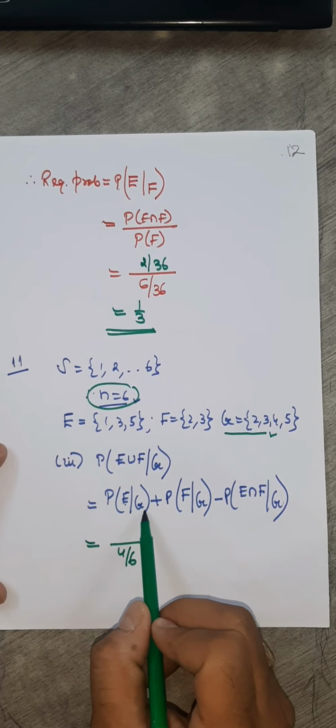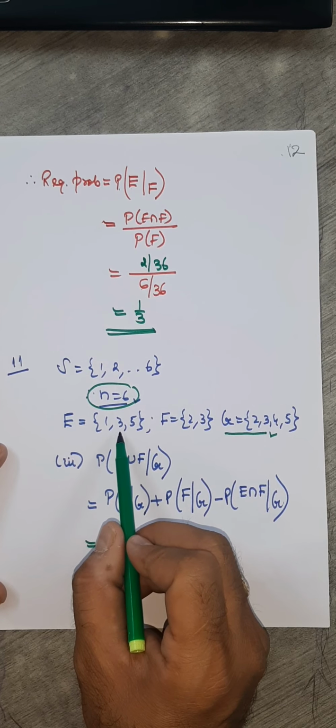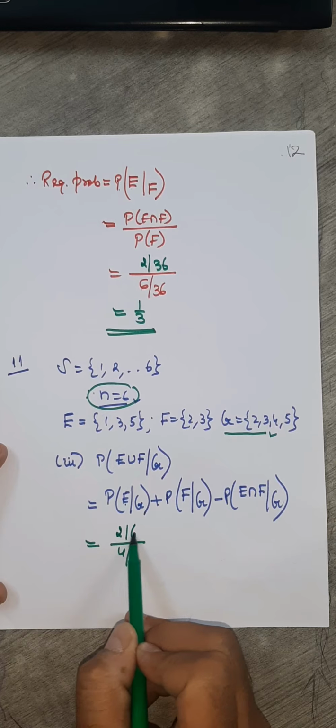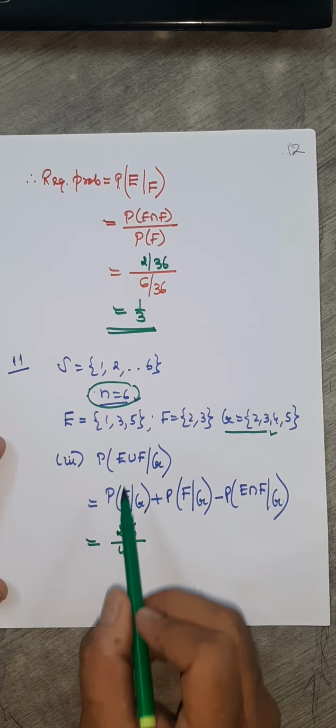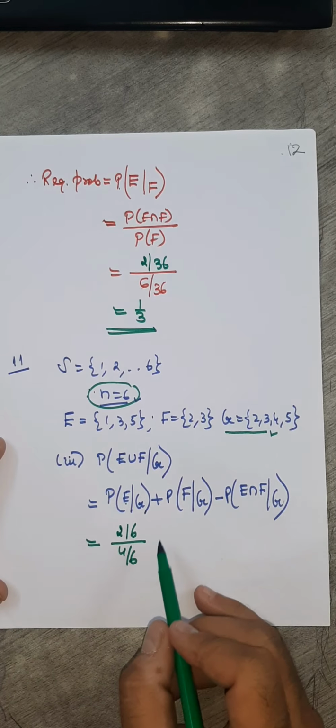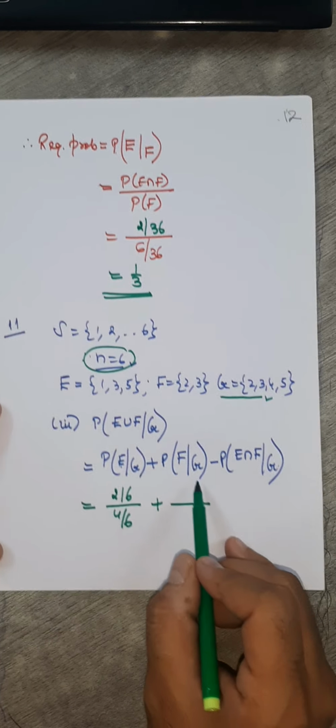So in common of these two, how many are common? 3, 5, 3, 5. So 2 by 6. So this is 2 by 4, which is 1 by 2. Remember, E intersection G, 3, 5, 3, 5, upon P(G).